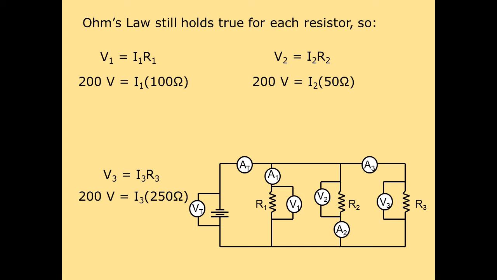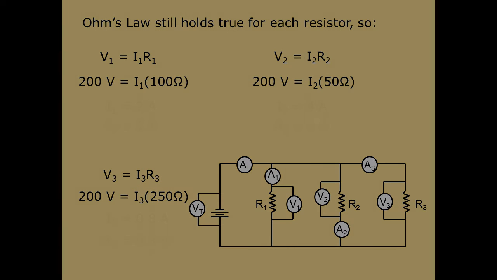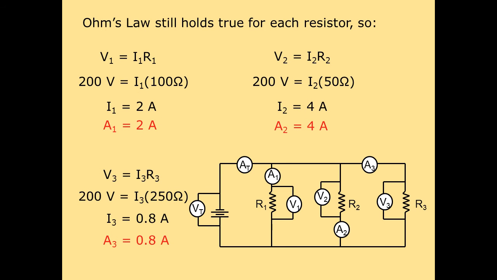Through the first branch, A1 will be 2 amps. In the second one, A2 will be 4 amps. And for the third one, A3 is 0.8 amps. Notice that the higher the resistance in a branch, the lower the current in that branch. The less current actually ends up within it.